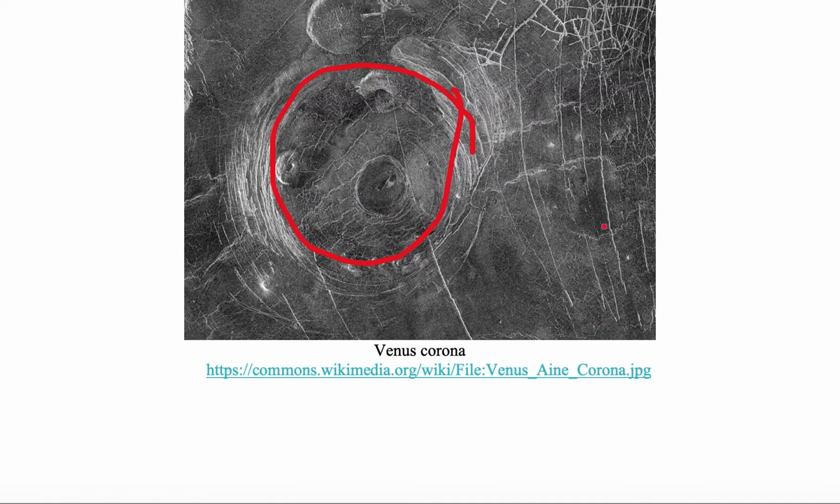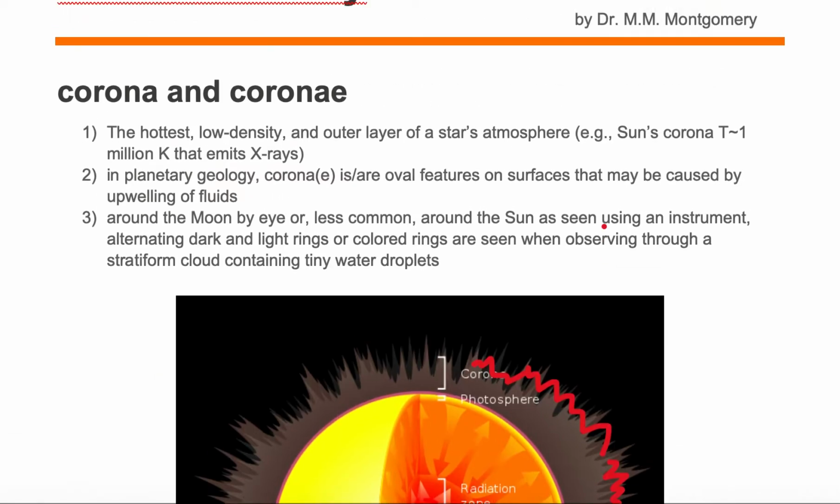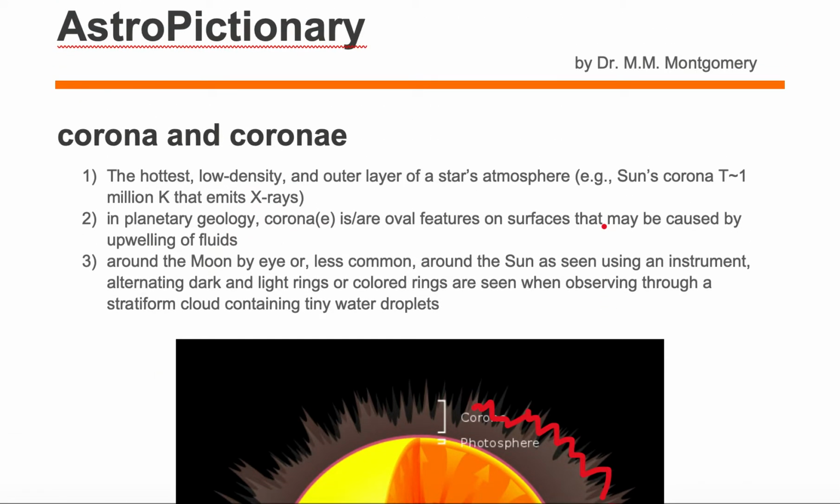So these are the three definitions, unique definitions, where we apply corona to it. And this is by no means the end of the types of examples of corona, but this is 3 examples in astronomy.